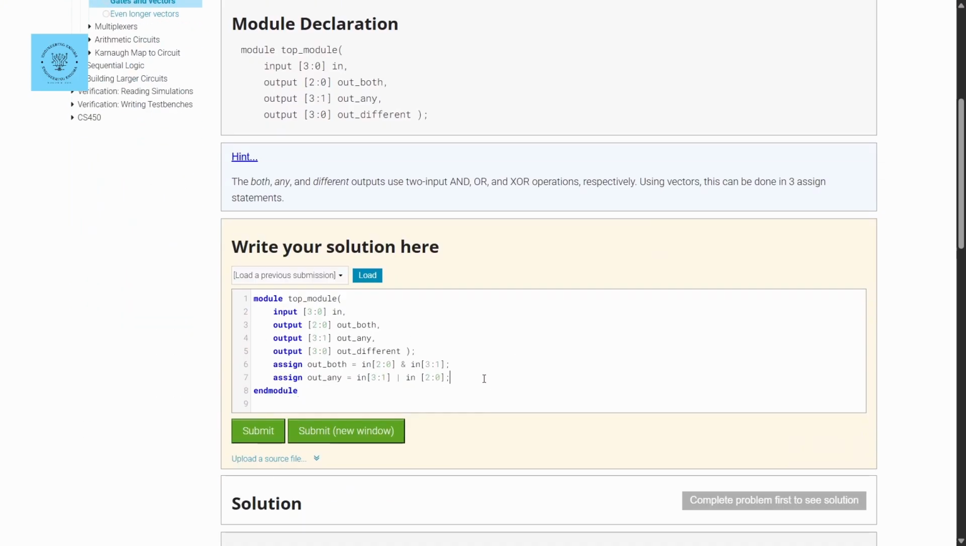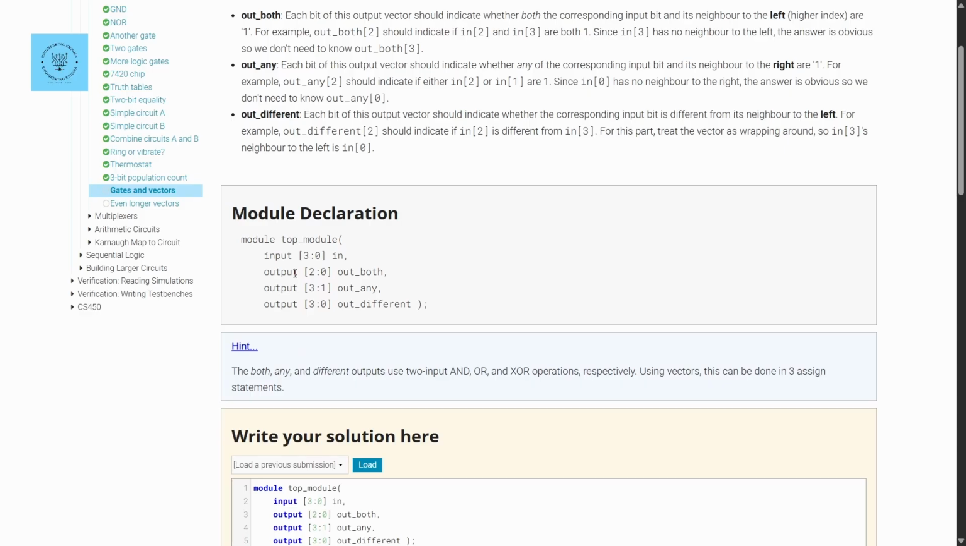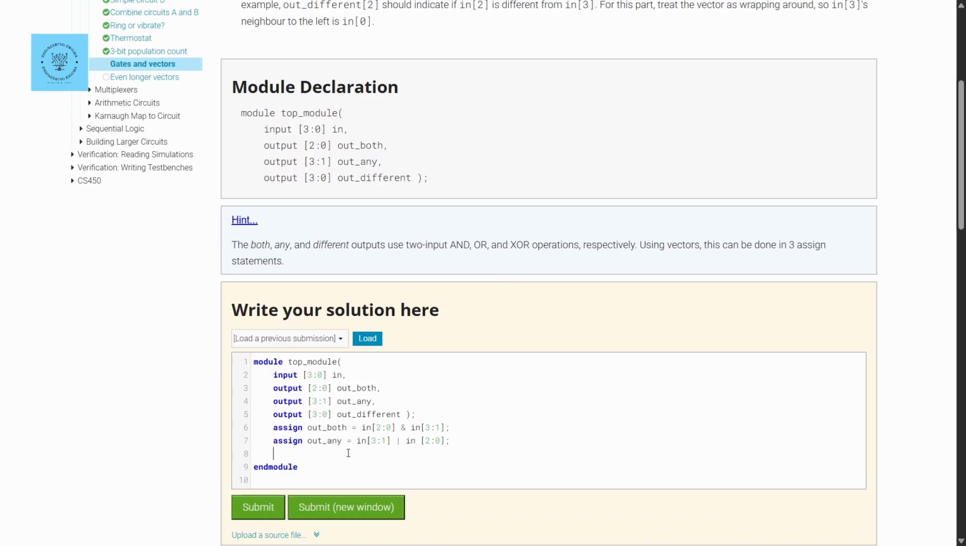Wrapping around means circular. So what they want us to do is check all the inputs, where wrapping around means circling around like this. This will be our number system, like it will be continuing 0, 1, after that 2. So let's see how we can do it. Assign.